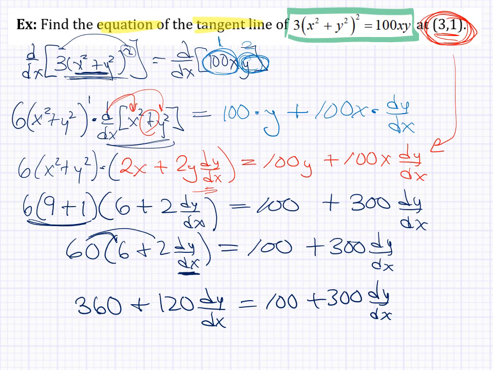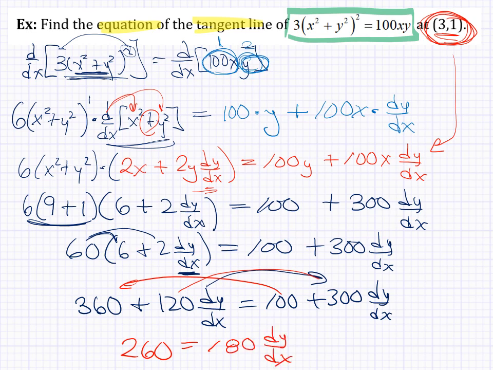Okay, now I got to get all the dy dx's together and everything else opposite. So I'll bring this dy dx over to this side of the equation by subtracting it. I'll bring this 100 over to this side by subtracting it. So 360 minus 100 would give me 260. Then if I subtract the 120 over here, that would give me 180 dy dx. Divide the 180 over to this side. So I would have dy dx equals 260 over 180, which would simplify into 13 over 9. So there is your derivative.